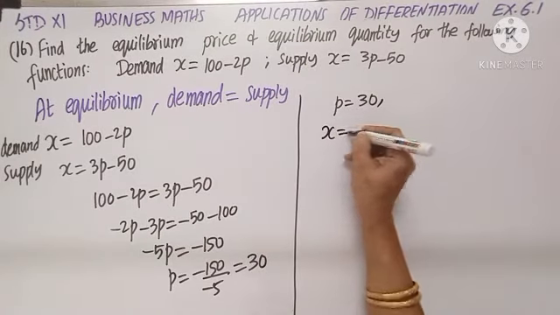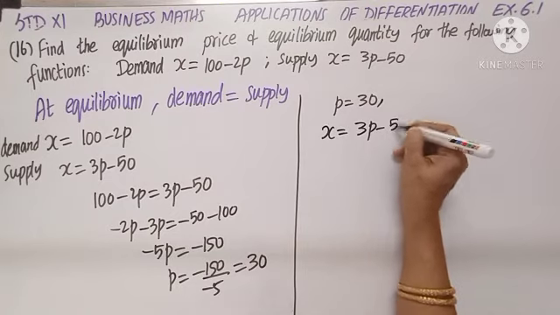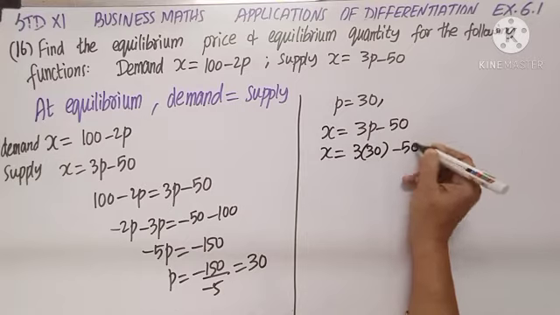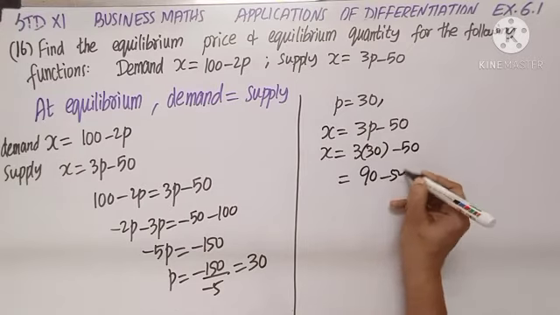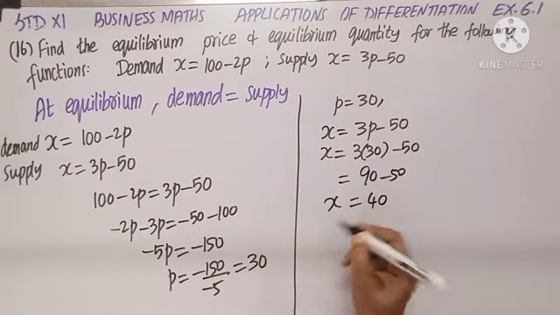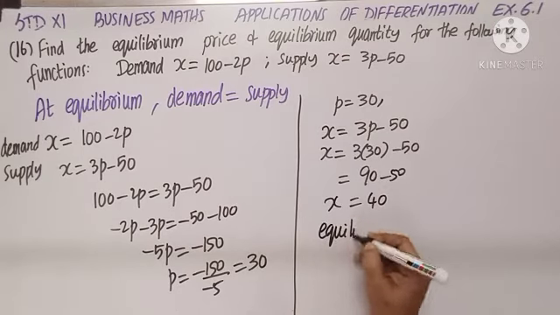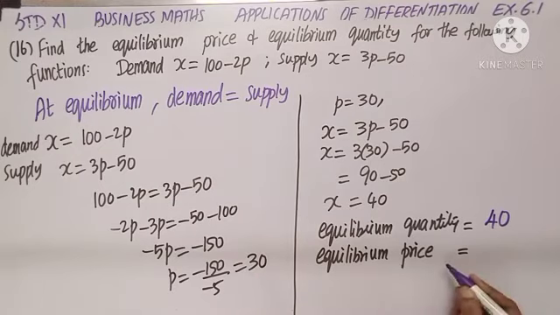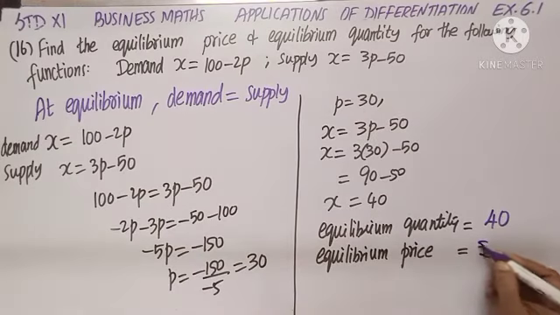So x is equal to 3p minus 15. 3 into 30 minus 50, or 90 minus 50, that is 40. Take and write the answer. Equilibrium quantity is 40 and equilibrium price P is 30.